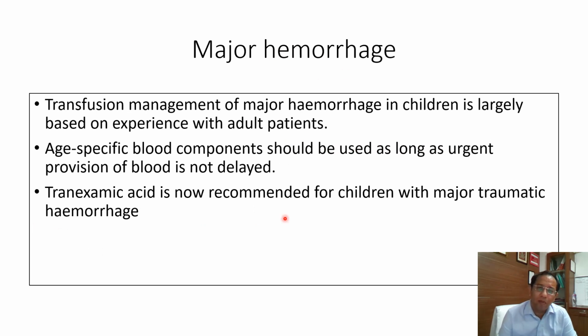Now, major hemorrhage protocol or major transfusion protocols are also being followed in pediatric patients, and this has to be followed not in units but in ml. So the usual ratio is 2:1:1 or 1:1:1, where it is plasma to red cells to platelets, but you need to manage it with ml, not according to the units. Age-specific blood components should be used as long as urgent provision of blood is not delayed. And nowadays, like you give tranexamic acid upfront in trauma-induced coagulopathy in massive hemorrhage, you need to give the same in pediatric trauma hemorrhage as well.